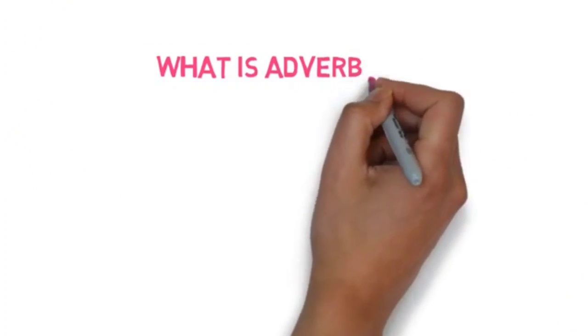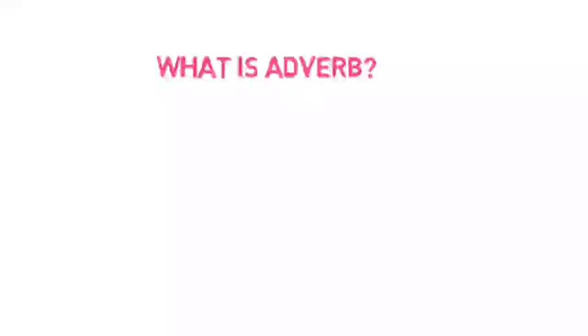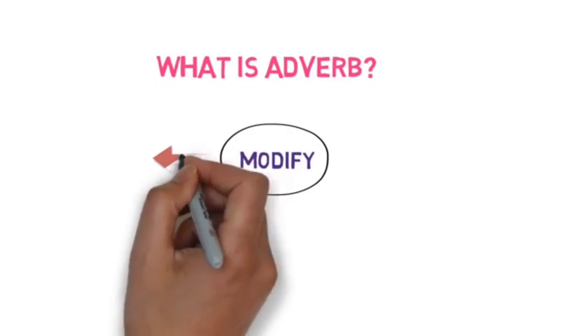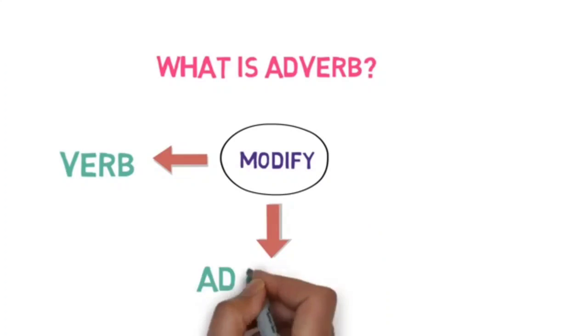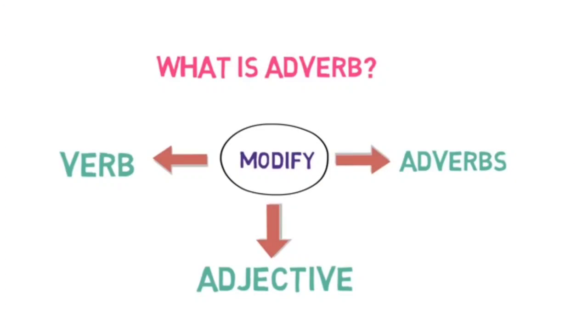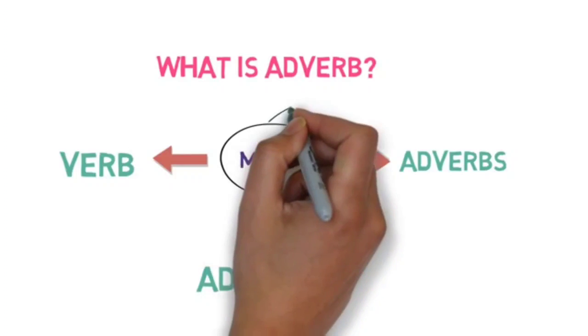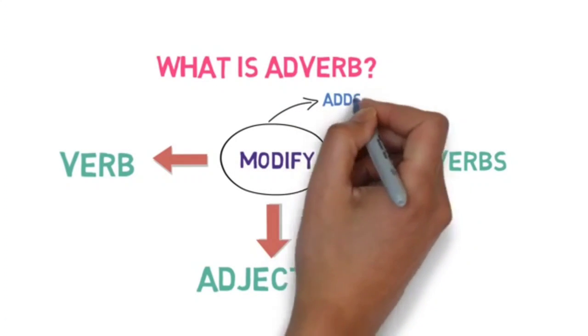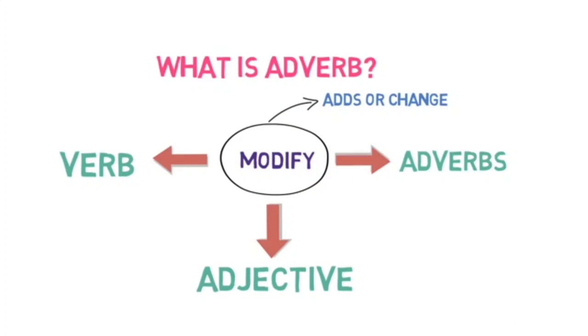What is an adverb? An adverb is a word that modifies the verb, adjective or an adverb in any sentence. What does modify mean here? It means it adds to or changes the meaning of the verb, adjective or adverb in a sentence. Now let's look into each of the three modifications with some examples to make things clear.